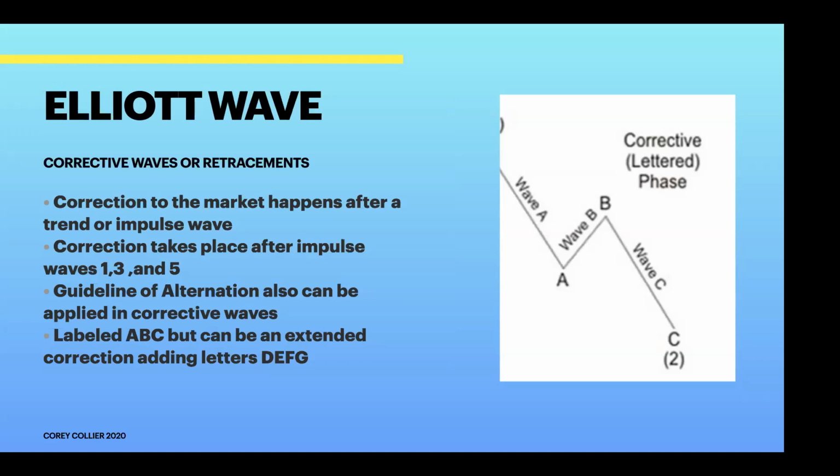Correction to the market happens after a trend or an impulse wave. So correction takes place after impulse waves 1, 3, and 5. So 2 and 4, guys, are retracements or corrective waves. The guideline of alternation can also be applied within the corrective waves, which is an excellent thing. It's labeled ABC, but also can be extended to adding letters like D, E, G, F, and so forth, W, X, Y, and so on. It just depends on the complexity of the retracement, basically.